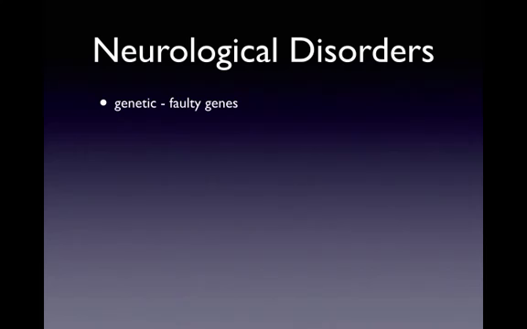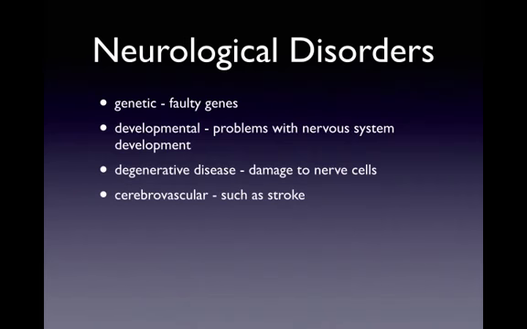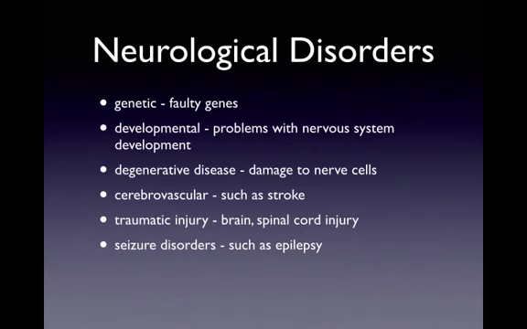The first one is genetic, and these are diseases caused by faulty genes. Developmental diseases are problems with the way that the nervous system develops. Degenerative diseases include Parkinson's and Alzheimer's, where nerve cells are damaged or die. Cerebrovascular diseases are diseases of the blood vessels that supply the brain, such as stroke. Traumatic brain injury and injury to the spinal cord are another source of neurological disorders. Seizure disorders, which include epilepsy, cancer, such as cancerous tumors, and finally, infectious diseases are another source of brain disorders.